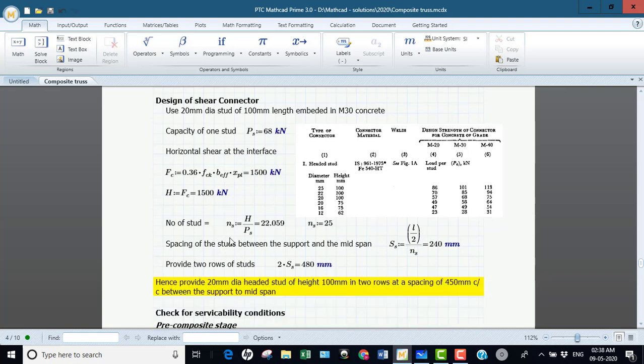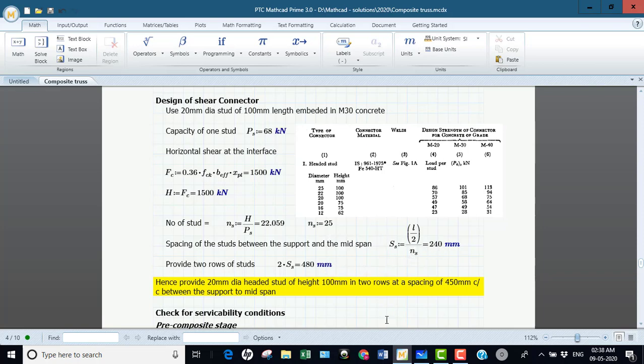Taking that as the value, I calculate the total shear, and it is divided by the capacity of one stud, and I get the number of studs required. So I am rounding off this value to 25. Then I have to provide this number of studs between the support and the midpoint, that is the maximum shear region. Therefore, I take half of the length of the composite truss, half of 12 meters, which is 6 meters, divided by the number of studs. So I got the spacing.